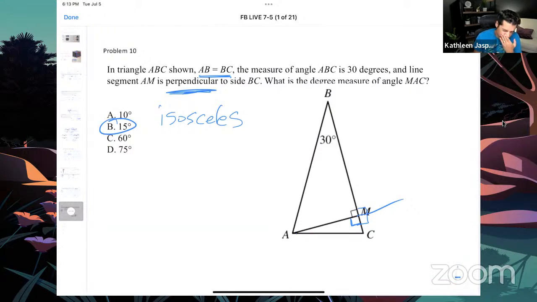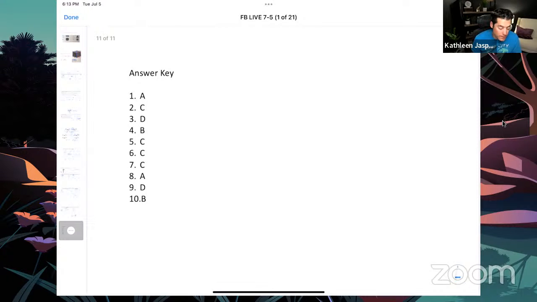All right. Okay. So that's it. All good. Last slide is always the answer key. Got to have our answer key. And that's it. Wow. Time flies when you're having fun. That was a little over an hour.